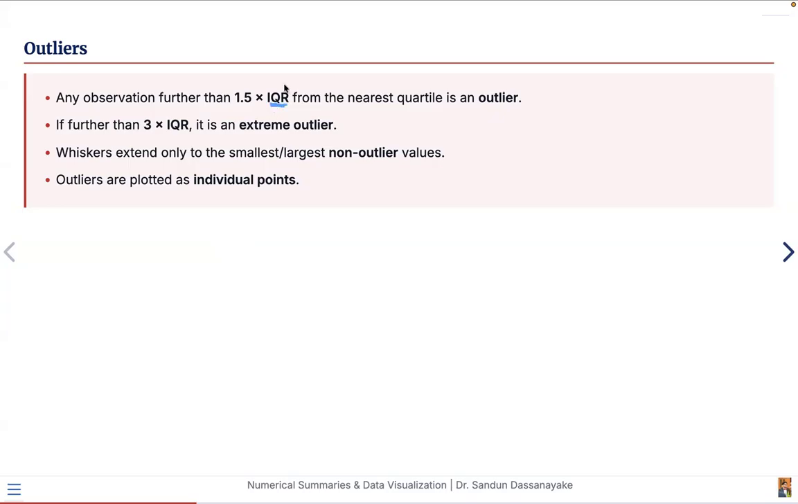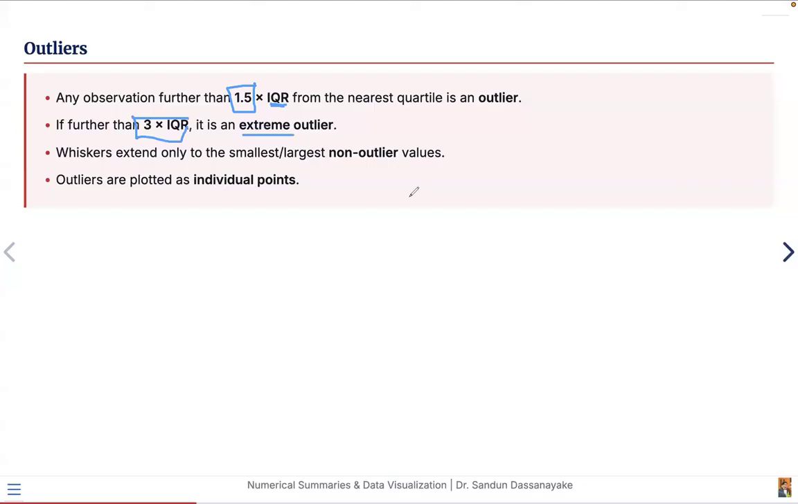It is a value because the difference will give you the span between Q3 and Q1. 1.5 of that will give you the nearest quartile as an outlier. If further than 3 times of that, right, that is an extreme outlier. So this is how we calculate the outliers and extreme outliers.